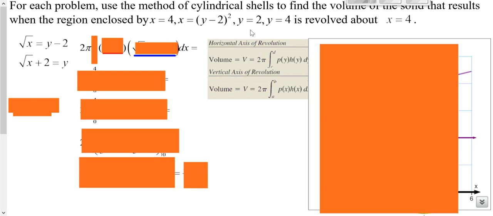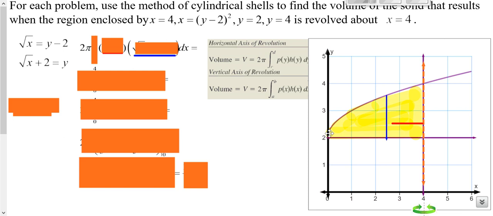So then we have a horizontal line at a height of 2 and a horizontal line at a height of 4. So if we graph that, we would get a horizontal line at 2, a horizontal line at 4, our x is equal to 4, and then we'd have our sideways parabola, the top half of it. So when we shade that region, we get this region.